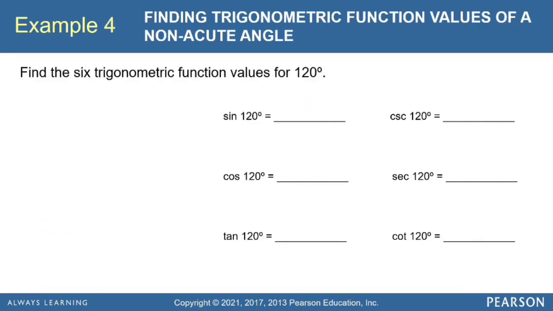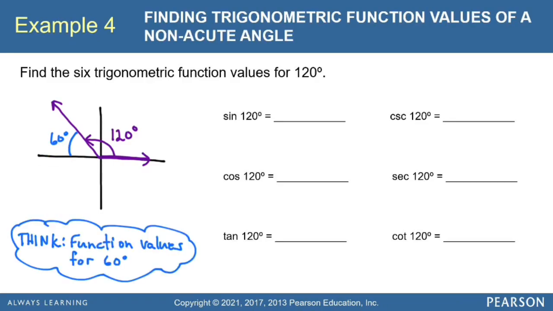And then this is so important that I want to do one more of these with you. So example 4 is very similar. And if you would like to pause the video and do this one on your own, then I fully encourage you to do that. And now I'm going to go through it with you. So it says find the 6 trigonometric function values for 120 degrees. Of course, we draw ourselves a 120 degree angle, and then we can see that the reference angle will have to be 60 degrees. And so to come up with the function values for 120, we want to think about the function values we have memorized for 60 degrees.